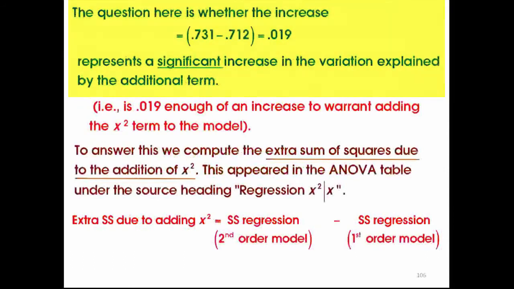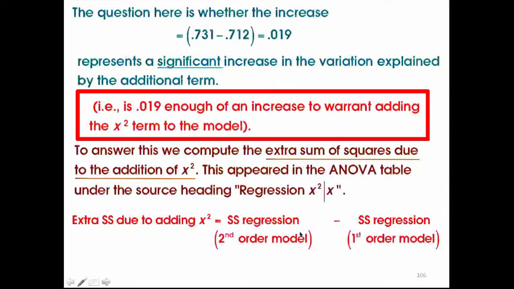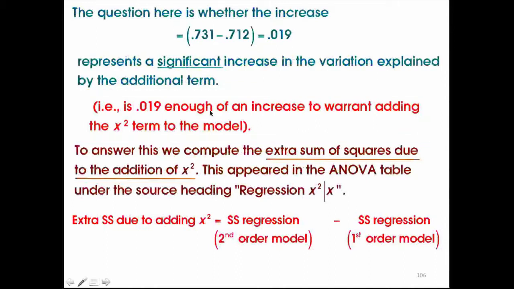So the question here is whether the increase, that is 73.1% minus 71.2%, that is 1.9 percentage points, represents a significant increase in the variation explained by the additional term. That is, is 1.9 percentage points enough of an increase to warrant adding the x squared term to the model? And to answer this, we compute the extra sums of squares due to the addition of x squared.